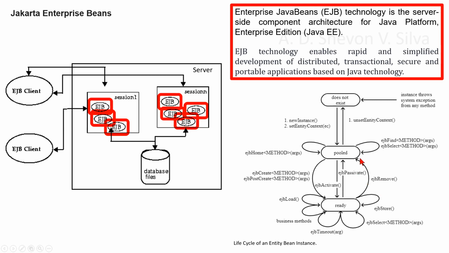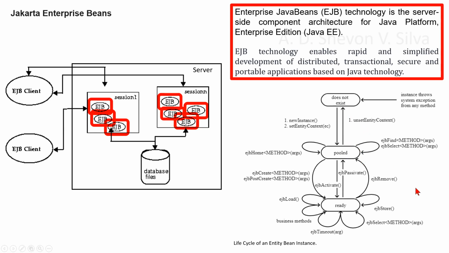When the instance is put back to the pool, it is no longer associated with any entity object identity. The container can assign the instance to any entity object within the same entity bean home. The container can remove the instance in the pool by calling the unset entity context method on the instance.